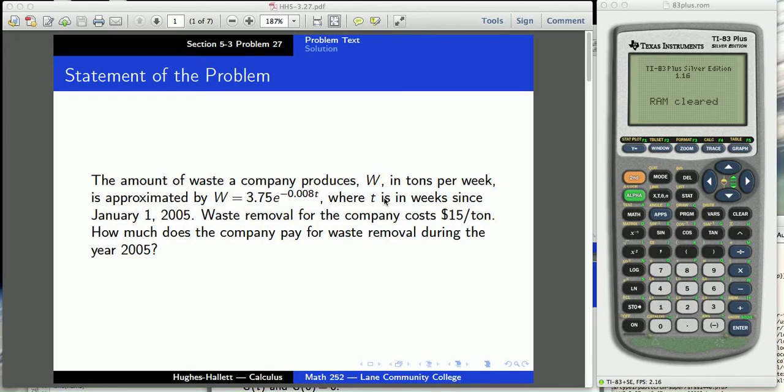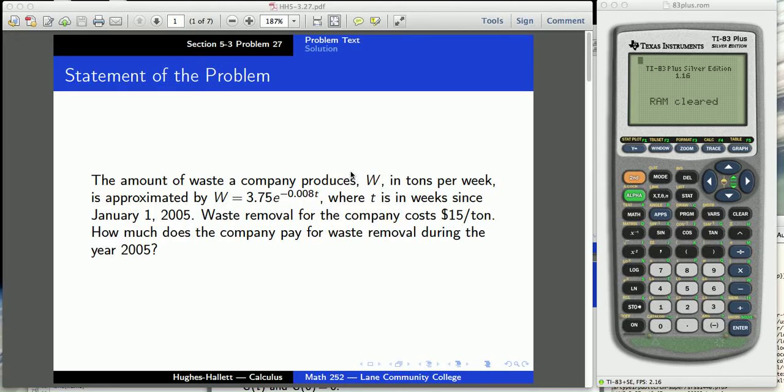Welcome, Math 252. We're looking at problem 27 from section 5.3 of the Hughes-Hallett text. In this problem, we've been given a function W, which is a function of t. W gives us tons per week of waste produced by a company, where t is the number of weeks since the start of January 1st, 2005.